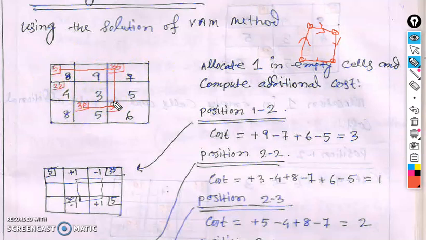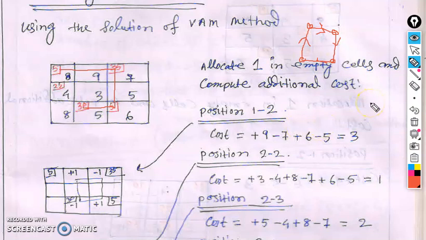So when we apply any method, Vogel approximation, northwest corner or matrix minima method, you need not check whether the solution is a basic feasible solution, because it is automatically a basic feasible solution.